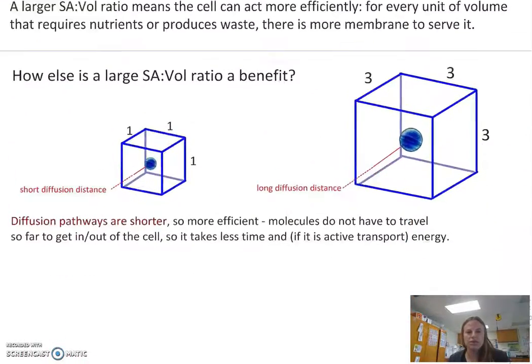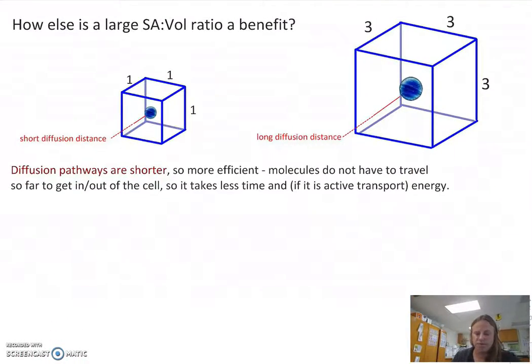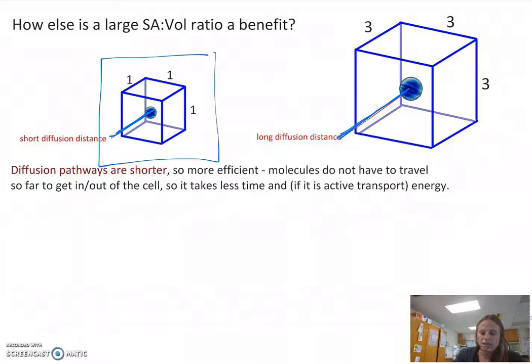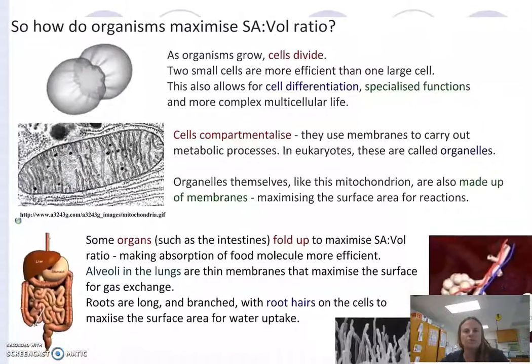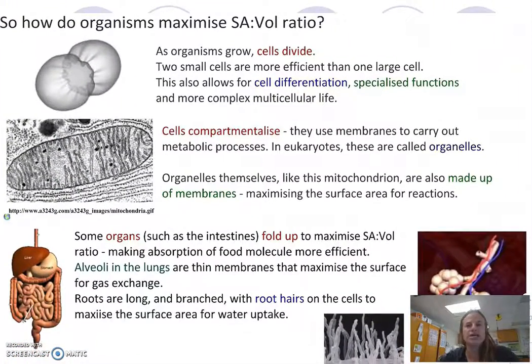And that is because if we look at the diffusion pathway in a larger surface area to volume ratio organism versus a smaller surface area to volume ratio organism, this organism has a shorter diffusion distance, so the pathways are more efficient in order for the reactions to take place. Right? So how do organisms maximize their surface area to volume ratio?